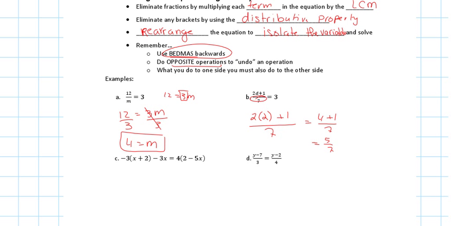Okay? So you want to get rid of that division by 7 first. Because that's the last thing you're going to do right here when you divide 5 by 7. Okay? How can I get rid of a division by 7? What's the opposite of division by 7? Multiplication by 7. So I can bring that division over, or you can think about it as cross multiplication. We have 2d plus 1 equals 3 times 7.